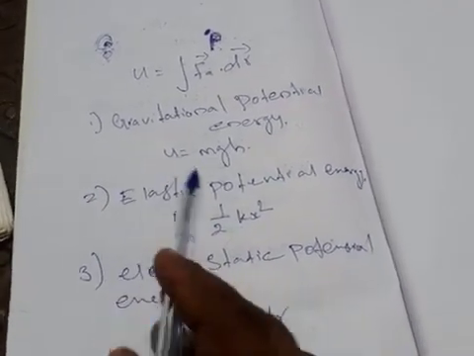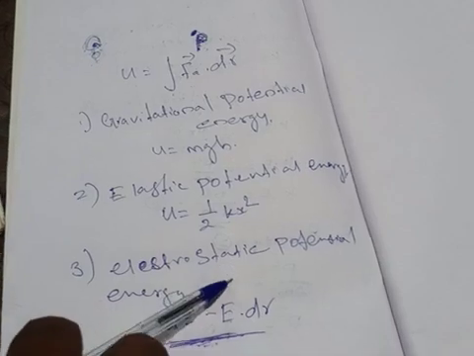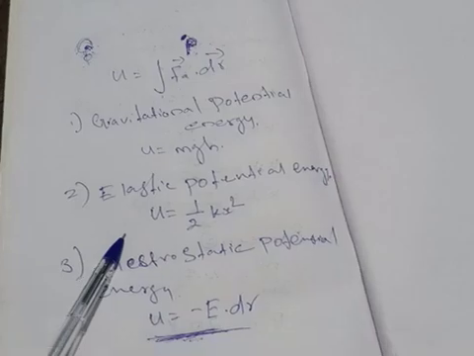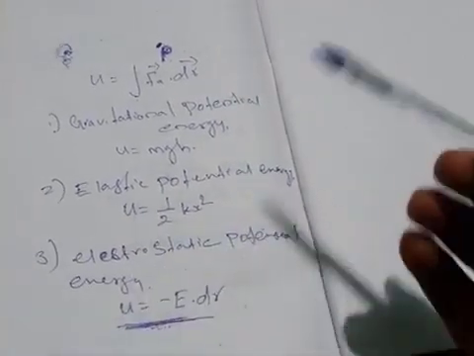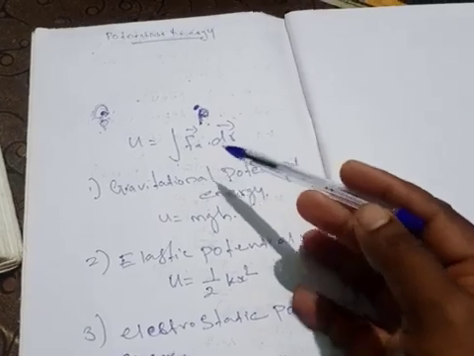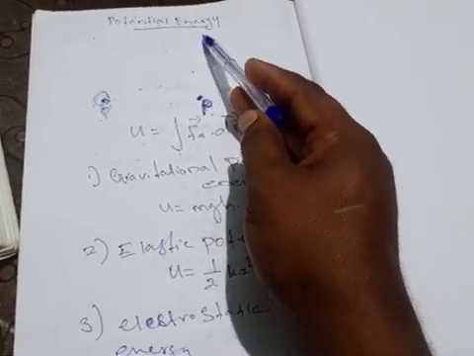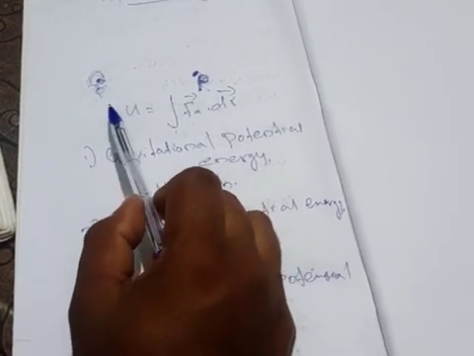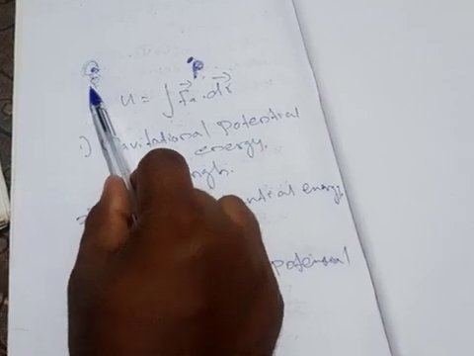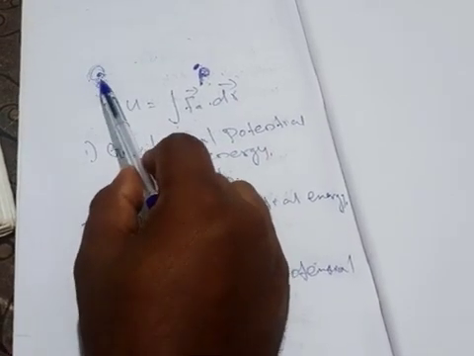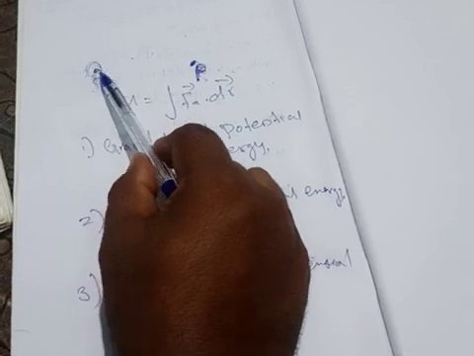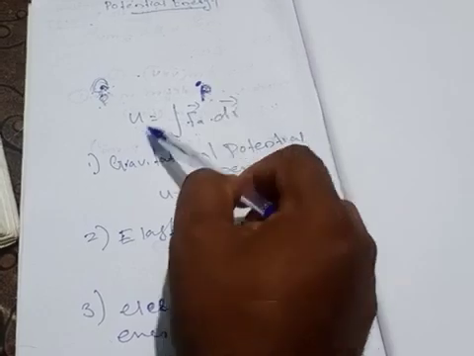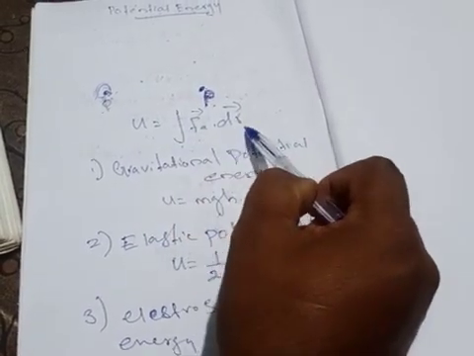So these are the types of potential energy given for us: gravitational potential energy, elastic potential energy, electrostatic potential energy. First, you can define potential energy. So what is potential energy? It is defined as the amount of work done by an external force in moving the object at constant velocity from point O to point P. So the expression is U is equal to Fa dot dr.